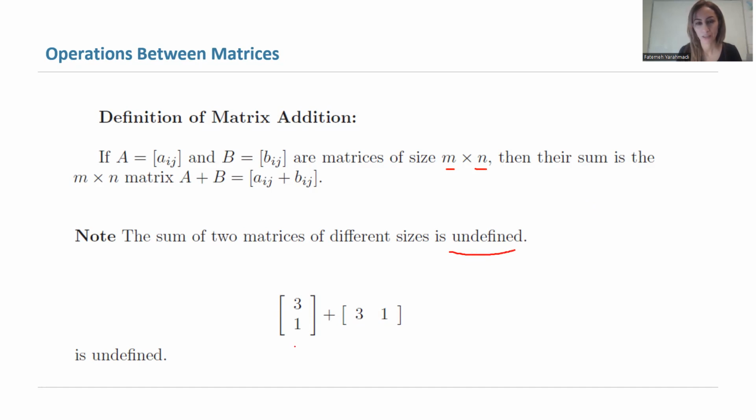For example, the very first matrix is 2 by 1. You have 2 rows and 1 column. However, the second matrix has 1 row, just 1 row and 2 columns. So this is 1 by 2. They are not the same size. So since they don't have the same size, you cannot define the addition between them.